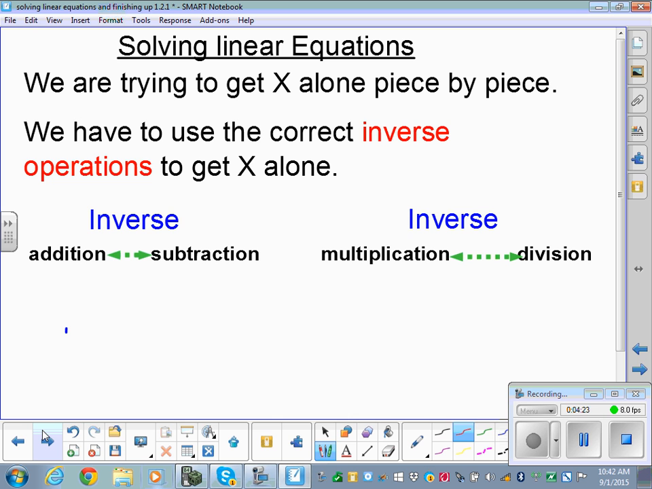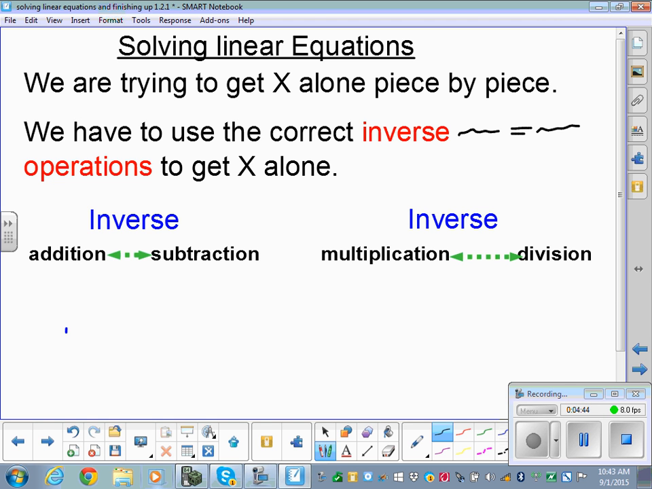Now, we have to use the correct inverses, okay? The reason is we're going to have an equation. Some expression is equal to some expression here. I should have said expression. We're going to have an expression equal to some expression.